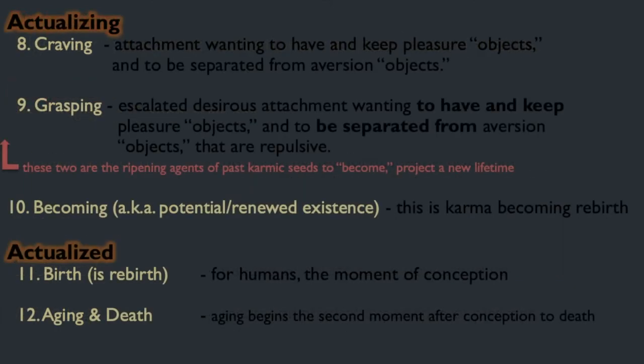The actualizing are the habit patterns we want to stop doing. So actualizing is craving and grasping, attachment: wanting to have and keep pleasure objects and to be separated from aversion objects. Grasping is escalated, desirous attachment, wanting to have and keep pleasure objects and to be separated from aversion objects that are seen as repulsive. These two are the ripening agents of past karmic seeds to become or project a new lifetime.